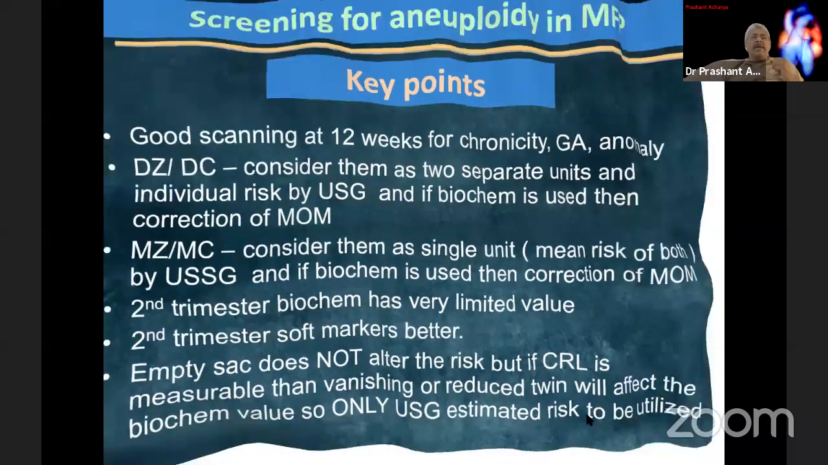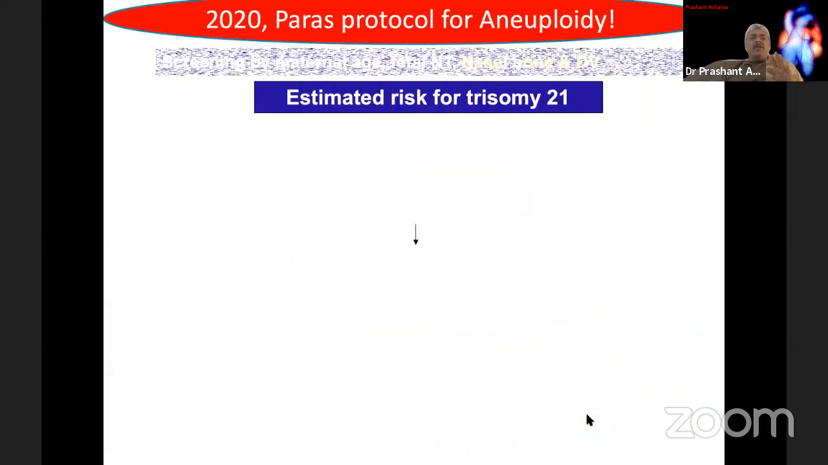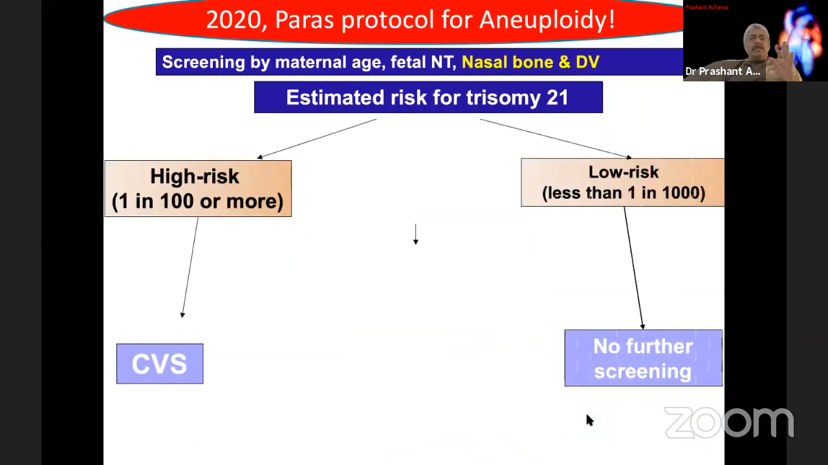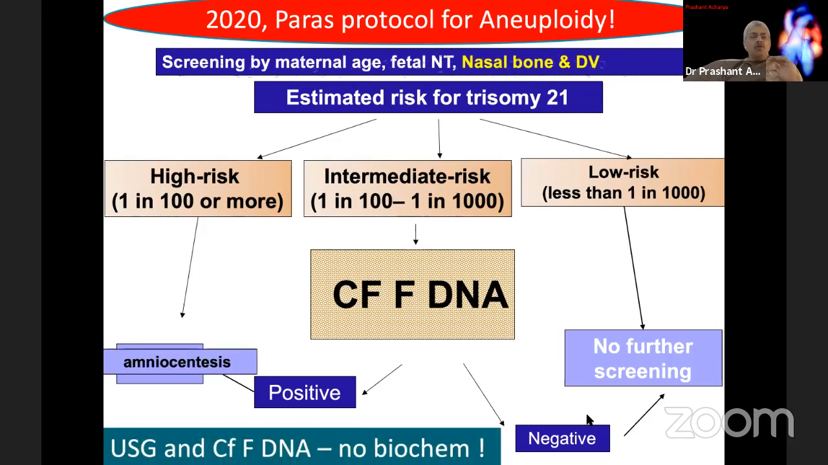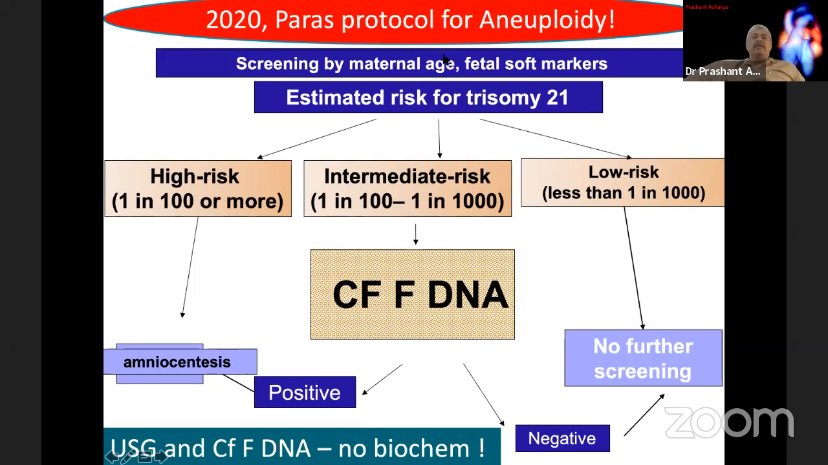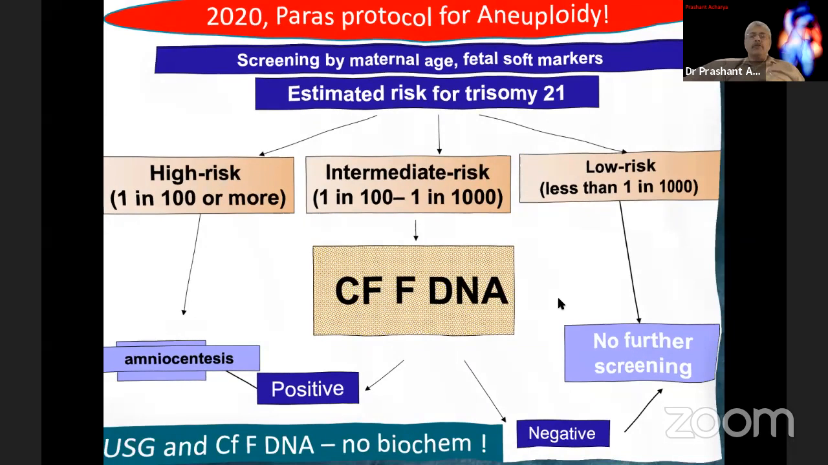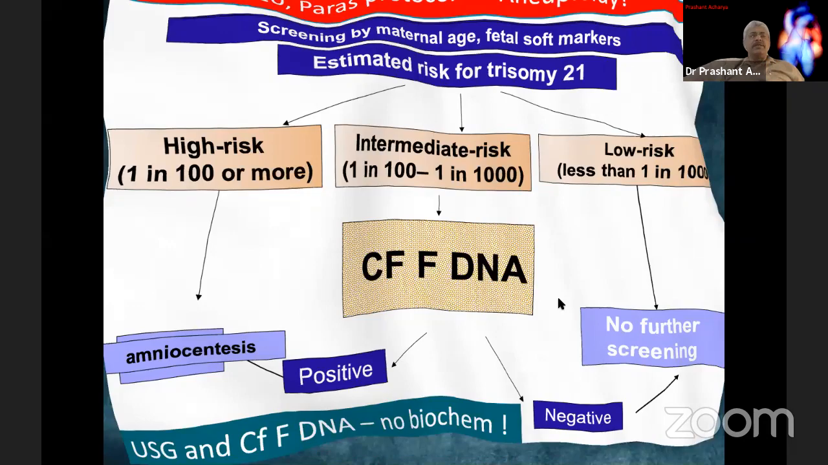And now at the end, whether it's first trimester or second trimester, let me tell you again, this is what we follow in first trimester. And in second trimester, we use ultrasound, maternal age and all fetal markers. Again, we follow the same 1 in 100, 1 in 1000 thresholds. 1 in 100 or higher, we offer amniocentesis. Between 1 in 100 and 1 in 1000, we offer cell-free fetal DNA. If negative, we do nothing, and if positive, we go for what we have already discussed.